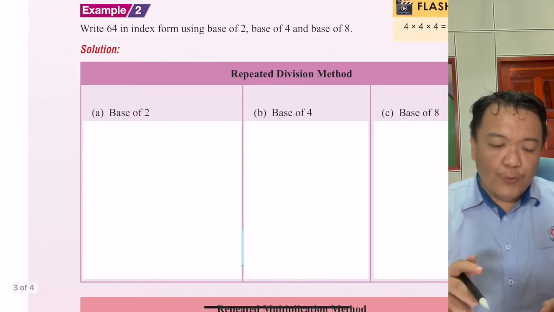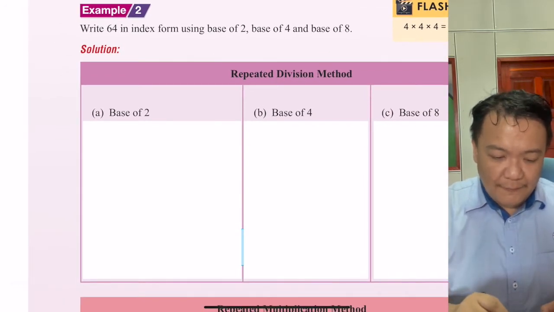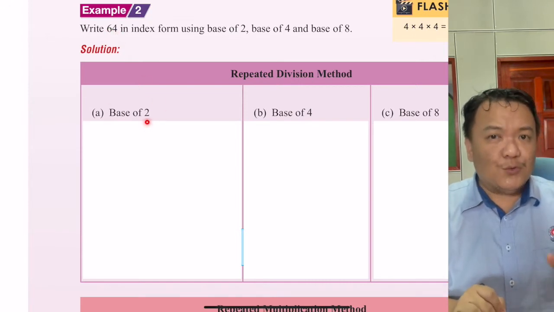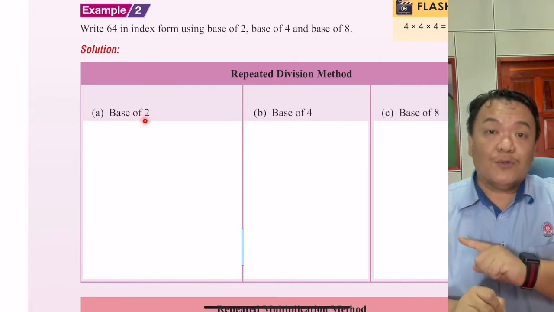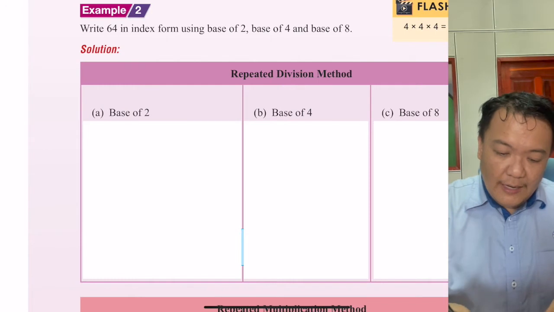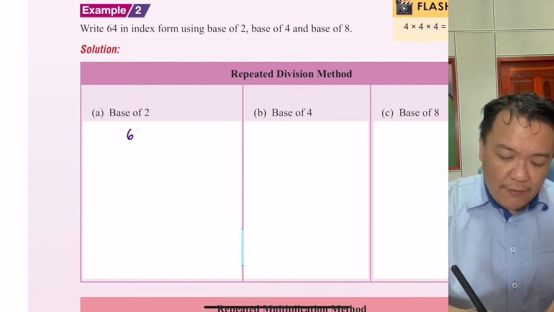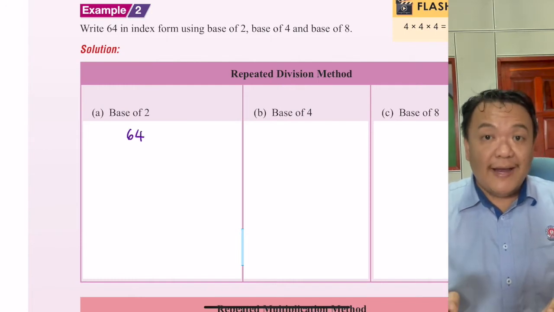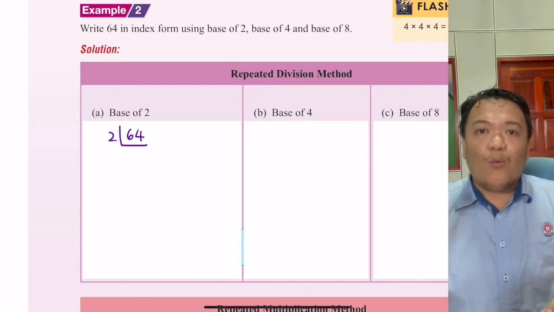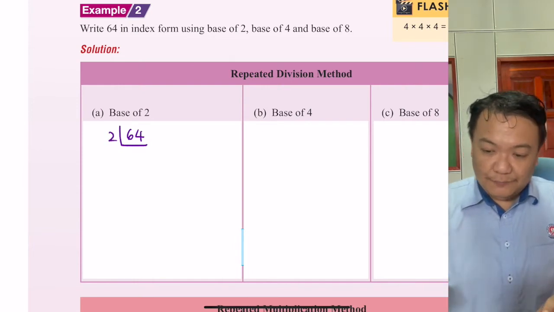If we want to write our number in base 2, tengok sini, base 2. From 64, we want to convert it to 2 power of something which is equal to 64. So what we can do, you take the number 64 and divide by 2 until you get 1.